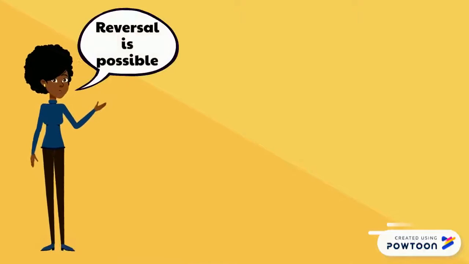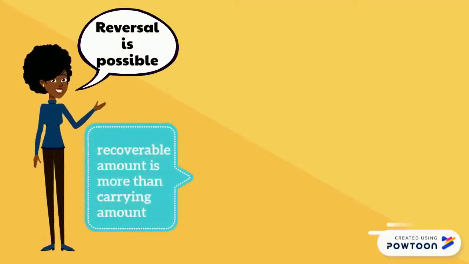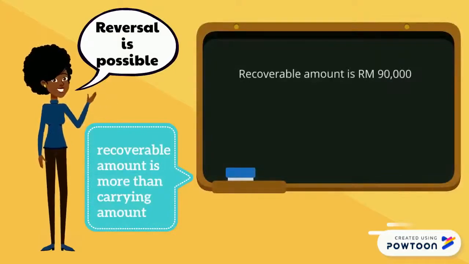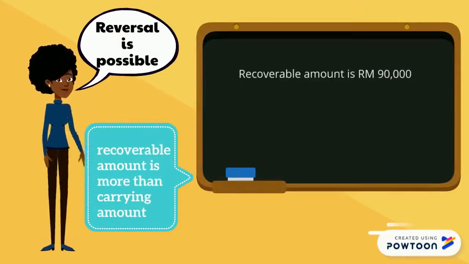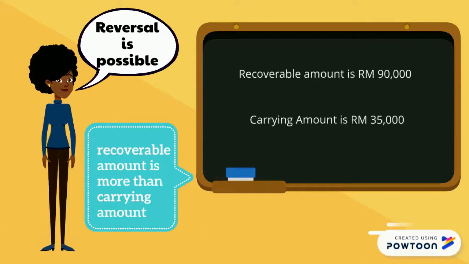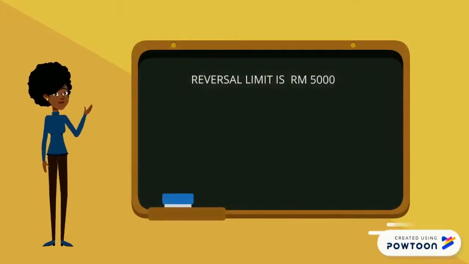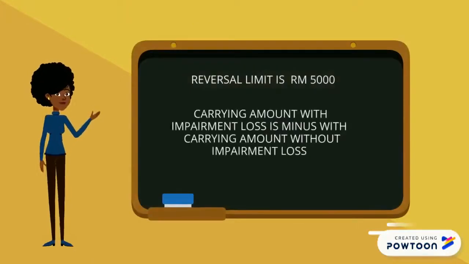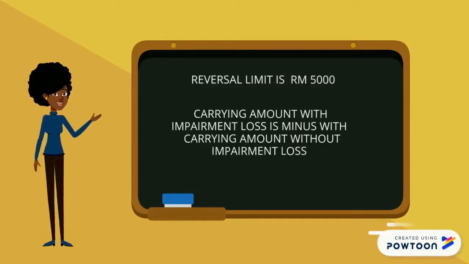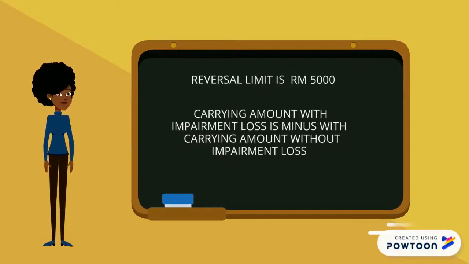Next, reversal of impairment loss is possible when recoverable amount is more than carrying amount. So in this case, the recoverable amount is 90,000 while carrying amount is 35,000. Thus, recoverable amount is more than carrying amount. Therefore, the reversal limit is 5,000, where the carrying amount with impairment loss is subtracted from the carrying amount without the impairment loss. The amount 5,000 will be transferred under income at SOPL.